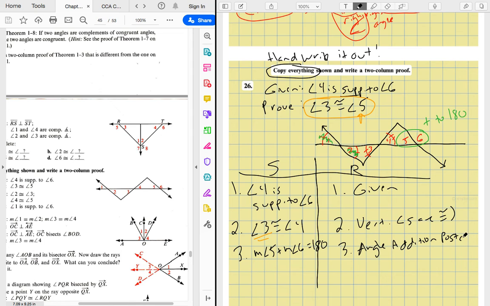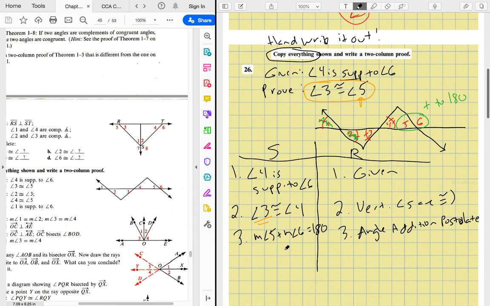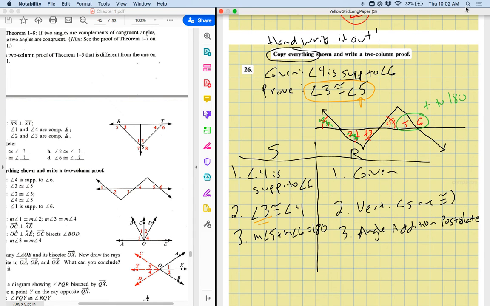So if you have a large angle broken up into two smaller angles, then you can add the measurements of those two smaller angles, and then they will equal the measure of the large angle here.